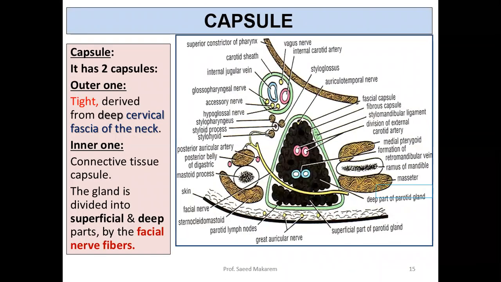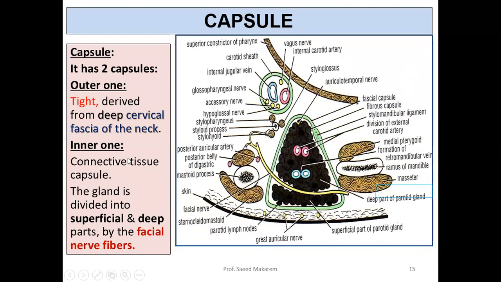Coming to the capsule covering of the parotid gland, it is well covered by two important capsules. The outer one, which is tight, is derived from the deep cervical fascia of the neck. The neck has a fascia called the deep cervical fascia. The same fascia will cover the gland also. Okay.